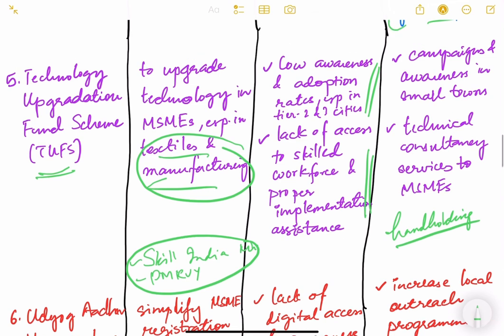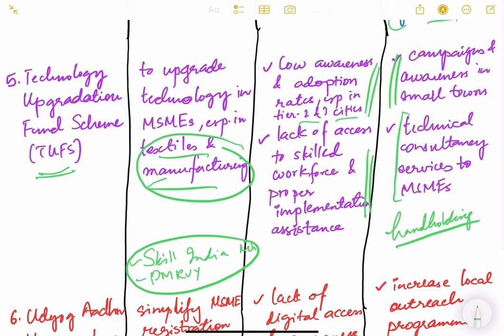Now what are the proposed solutions to this problem? Obviously we have to conduct awareness campaigns and workshops in smaller towns and cities, so that in tier 2 and tier 3 cities this technology upgradation can take place. We can provide technical consultancy services to MSMEs for effective technology adoption or application. So that is there.